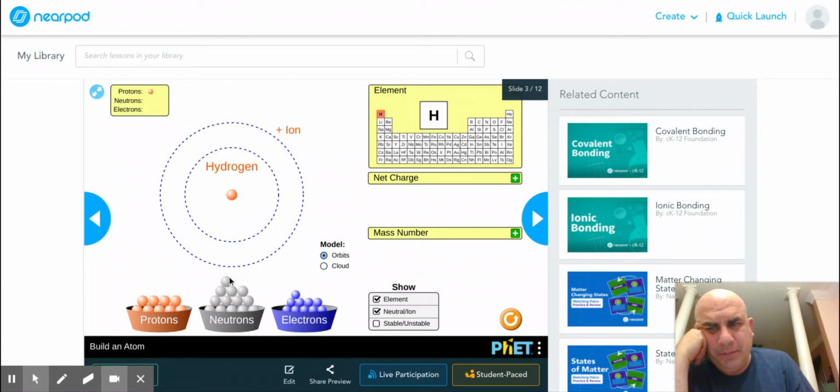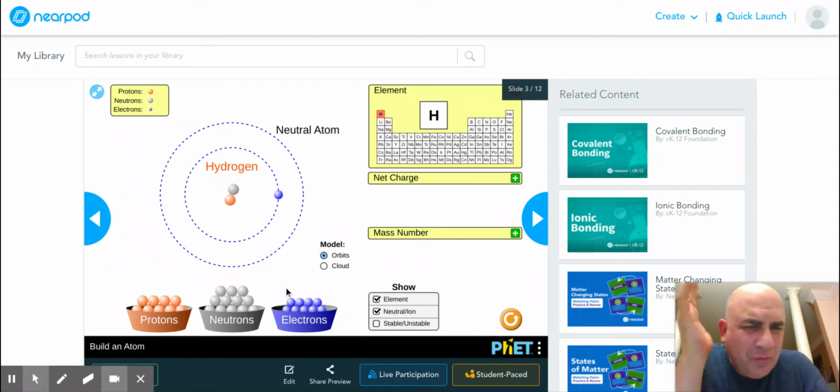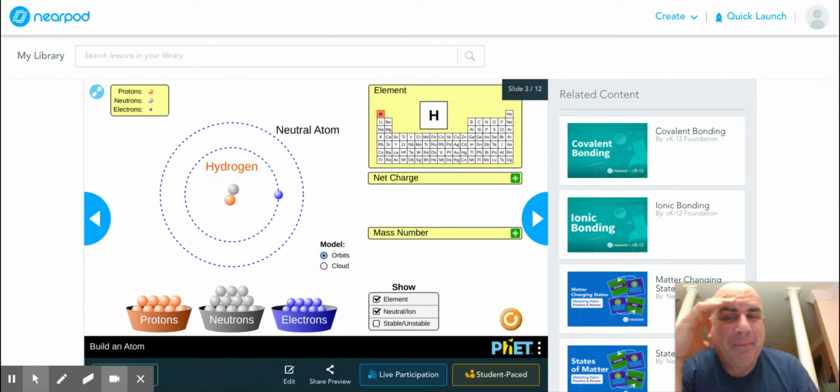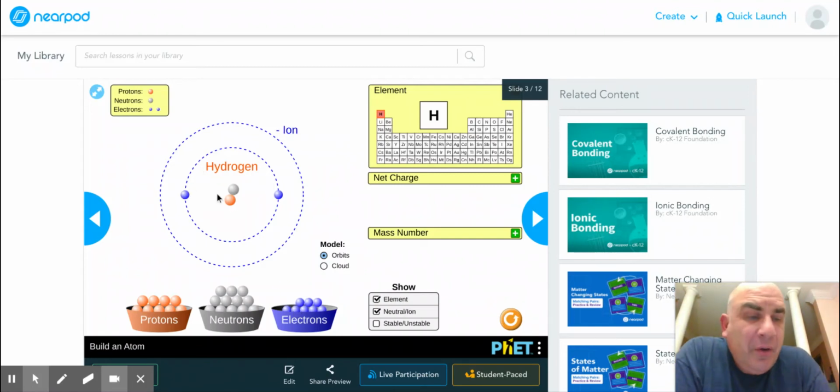Let me make a hydrogen. Hydrogen right now is a neutral atom. It has an electron. Electrons are really the things that make bonding happen. So here's a hydrogen with an extra electron. What's it going to do with this extra electron? Maybe we're going to find out.